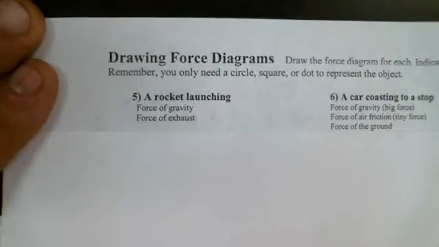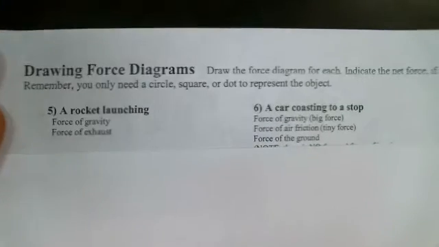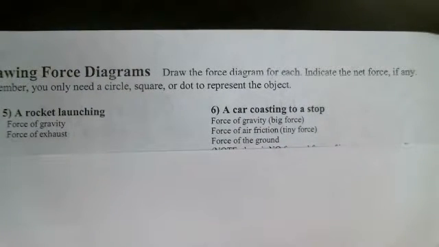On the back side, drawing force diagrams. We're going to draw force diagrams for each one of these situations. We're going to indicate the net force, if there is one. Now I'm going to be drawing shapes that are appropriate for the objects being involved, but you don't have to do that. For a force diagram, you could just draw a circle for each object, or a square, or a lot of people just simply use a dot. Those things will represent the object, and then we will draw arrows to represent the forces.